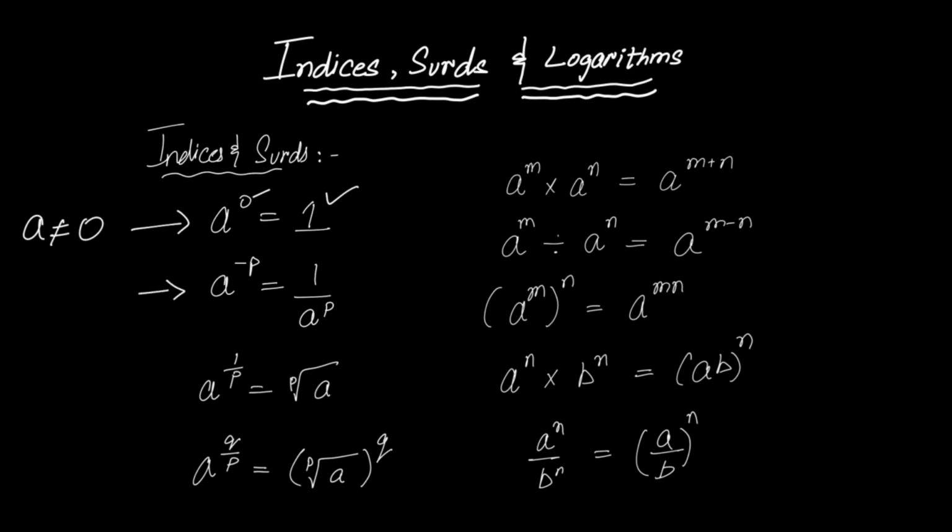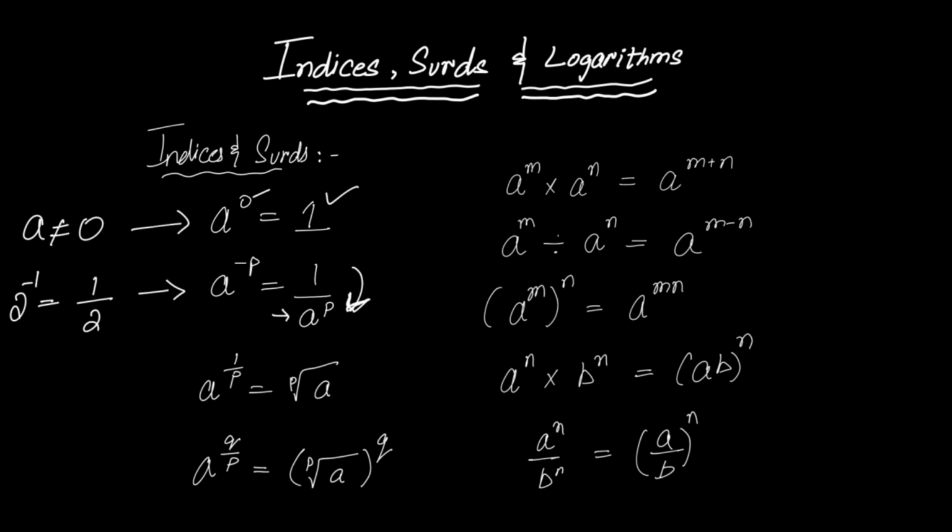Okay, now if something has a negative power, that means the reciprocal of the number will be taken. So if there is a to the power minus p, it will be equal to 1 upon a to the power p. So for example, 2 to the power minus 1, you can call it 1 upon 2.